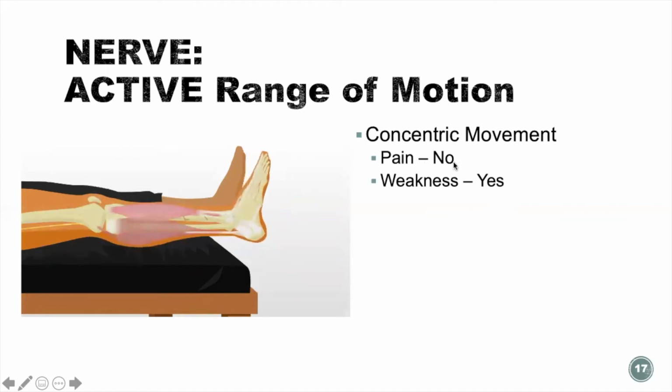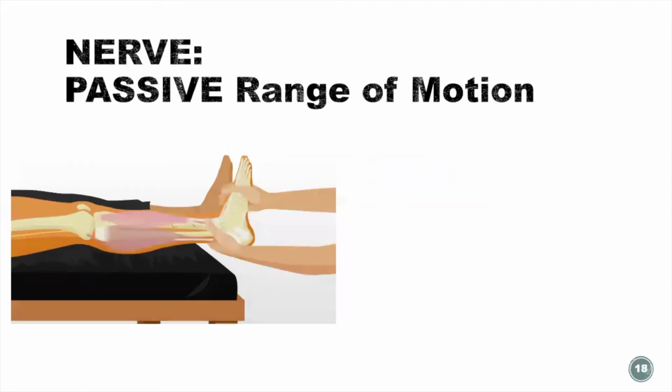So I want you to keep that in mind. These are motor nerves, so there's not pain associated with it. It's just weakness in that it is not able to contract as strongly with that contraction, with that concentric movement that they're doing. So next, we have the passive range of motion.